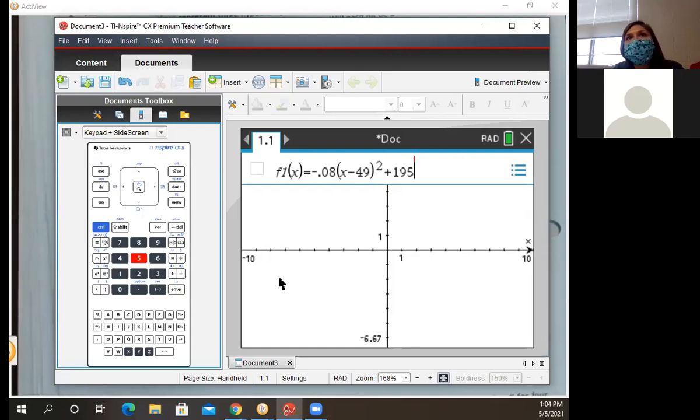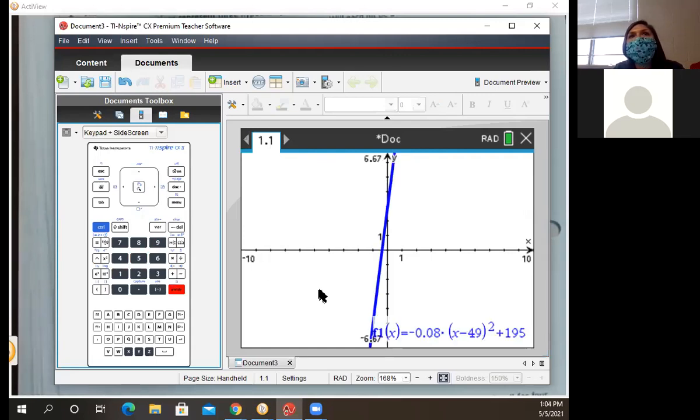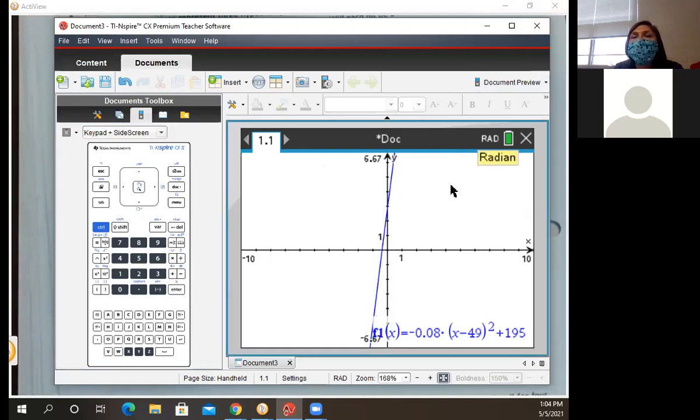There's my function as it appears on my paper. I'm going to hit enter. And notice that this doesn't look like a parabola, right? That's because I'm not getting a full picture. Remember, the vertex for this thing is at 49, 195. That's going to be way up off the part of the graph that I can see. So I'm going to adjust this so I get a little bit better picture.